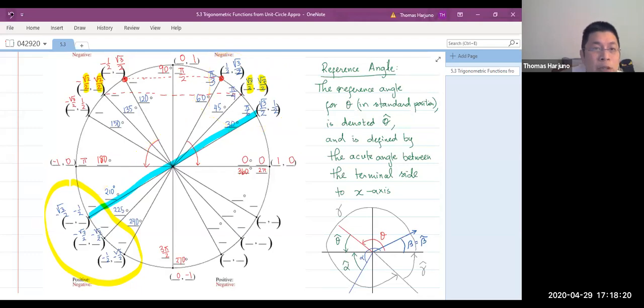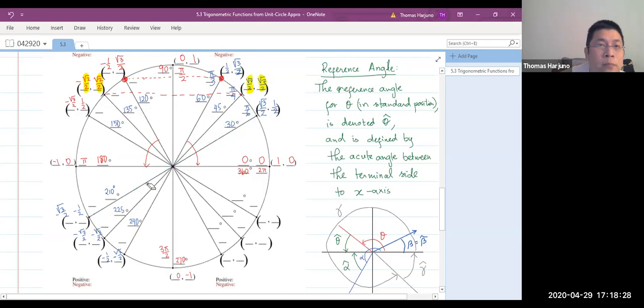Now, let's use the same idea for quadrant 4. In quadrant 4, the reference angle here corresponds to 30 degrees. So this is 330 degrees, right? What is the angle in quadrant 4 such that the reference angle is 30 degrees? Well, then it must be 330 degrees.